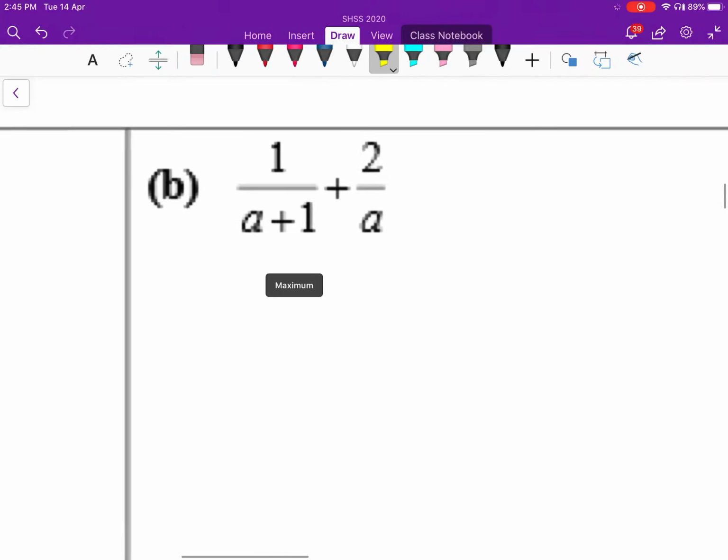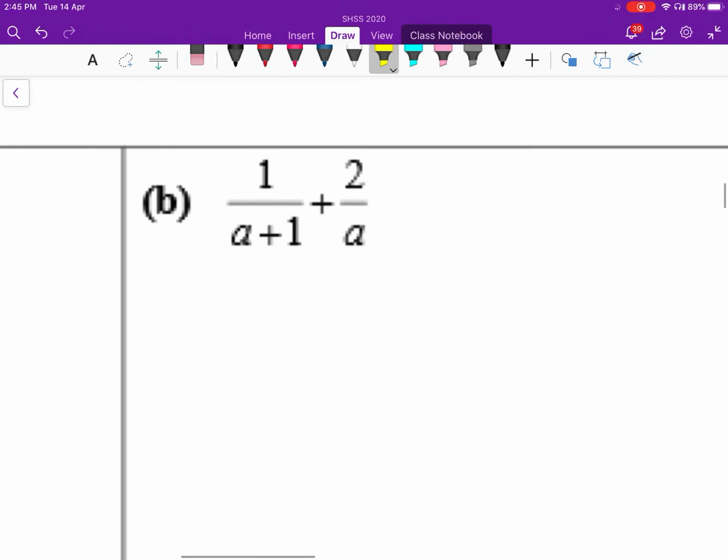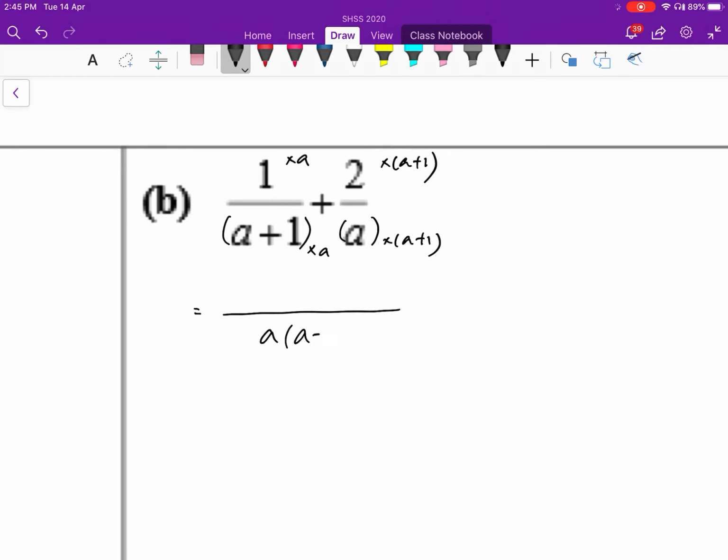Let's take a look at part B. What if I have algebra in my denominator? How do I make them the same? In this case, a plus 1 and a. The trick is very simple. All I need to do is to multiply by a on the left side and multiply by a plus 1 on the right side. Once I do that, I will have the same denominator, which is a times a plus 1.